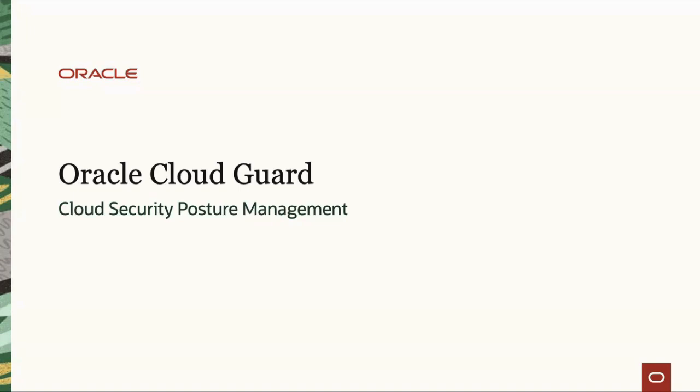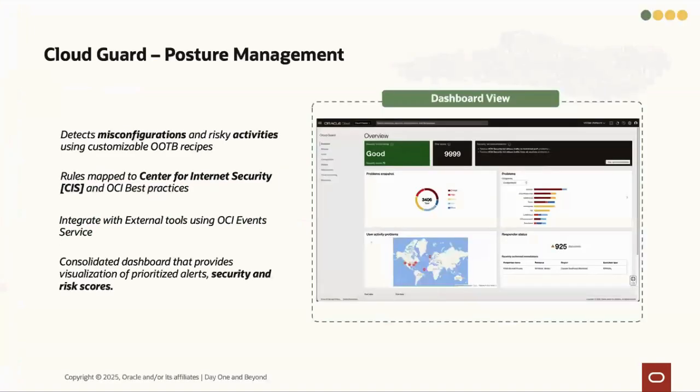So what is CloudGuard? At its core, CloudGuard is a service that scans your environment and looks for misconfigurations or also high risk activities. And it uses the CIS benchmarks, or the Center for Internet Security, and OCI best practices as controls.